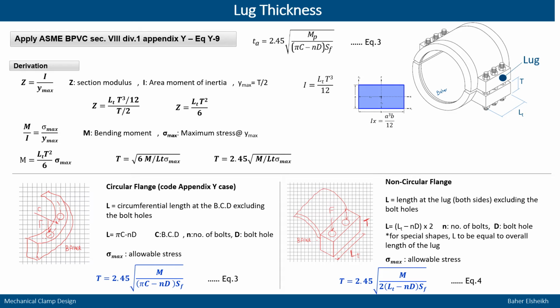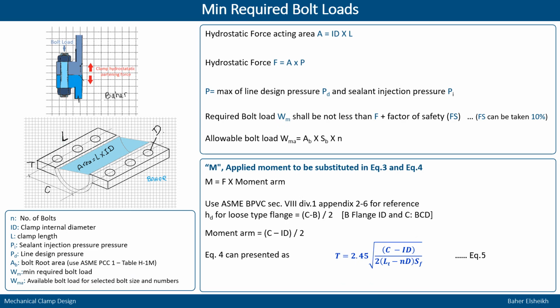In some designs, the lug might have a slightly irregular shape. So you need to calculate L all around. Maybe it will not be symmetrical from both sides. So you need to sum the L from this side and the L from the other side all around, and this will be substituted as L in this equation. So you can now use this equation for the calculation of the thickness of the lug.